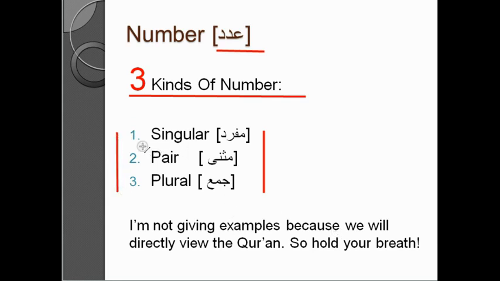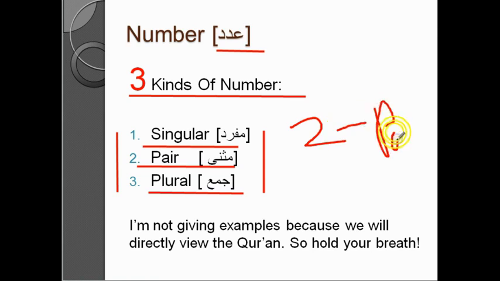So that is singular that we have in our English as well. Plural, we also have it in English, but the Arabs, they chose pair. That means if the number is two, then that's a separate number. So two is pair. Oh man, it's hard to write. Two is pair, and if it's greater than two, then it's plural. Okay, so that's all you have to remember now. And I'm not giving any examples because we will just go directly to the Quran. So hold your breath and wait until today.